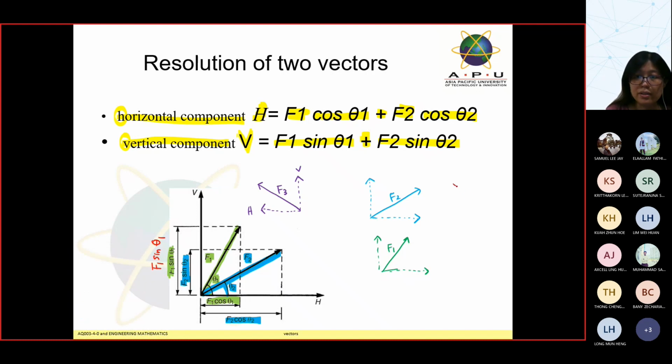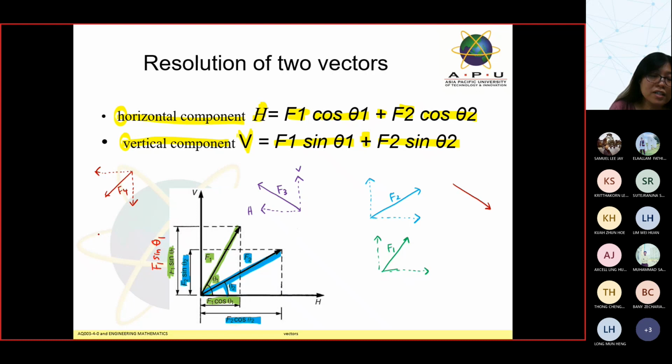How about this direction? Maybe I'm showing you this one. If we have F4, what is the direction of the horizontal component? It will be towards the left. The vertical component means towards the bottom, pointing down.